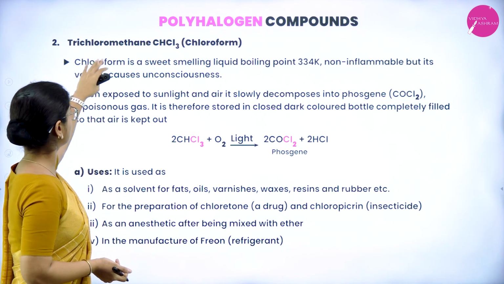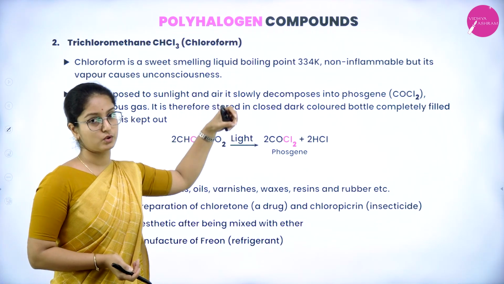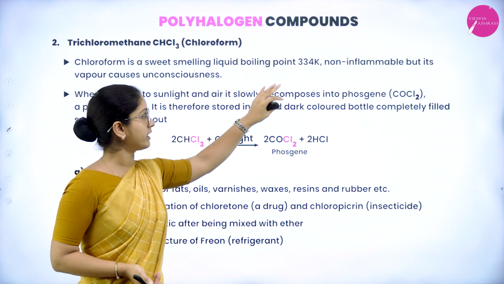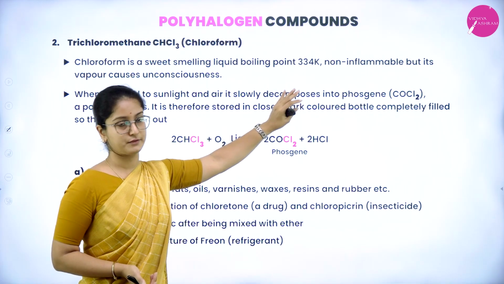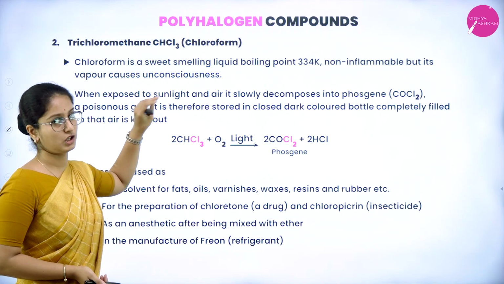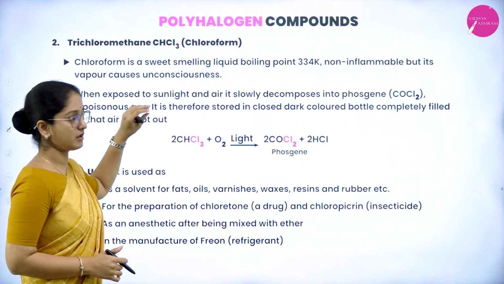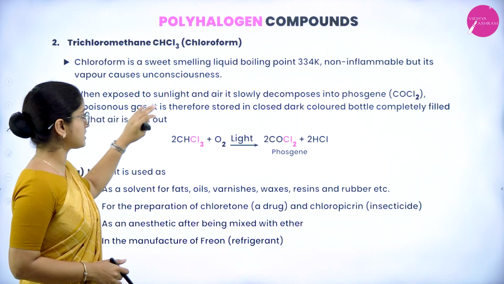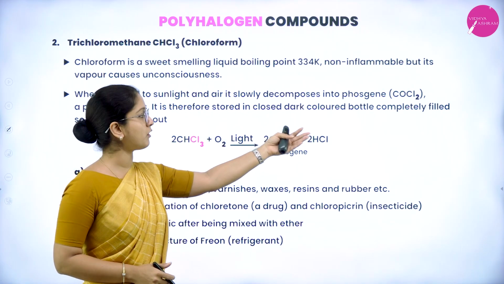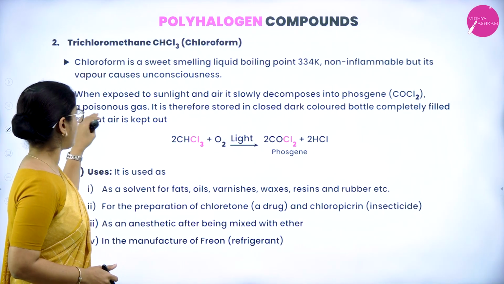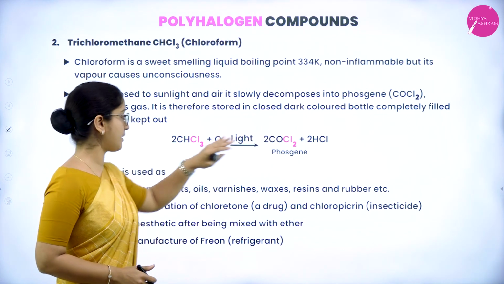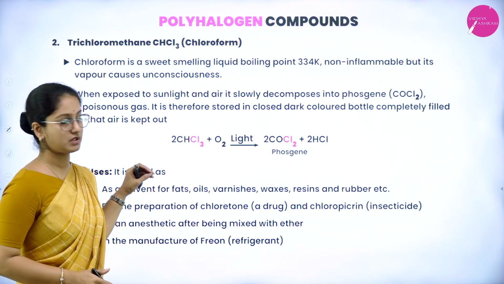Next compound is trichloromethane, CHCl3, which is also known as chloroform. So chloroform is a sweet smelling liquid. Boiling point is about 334 Kelvin. It is also non-inflammable, but its vapor causes unconsciousness. So we are much aware of it. Then when exposed to sunlight and air, it slowly decomposes into phosgene, which has the formula COCl2. It is a poisonous gas, so it is therefore stored in closed dark colored bottles completely filled so that air is kept out.